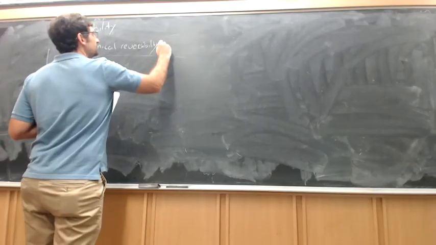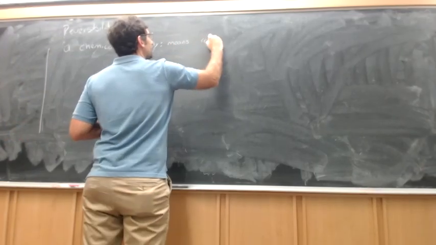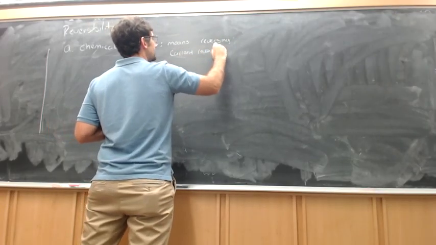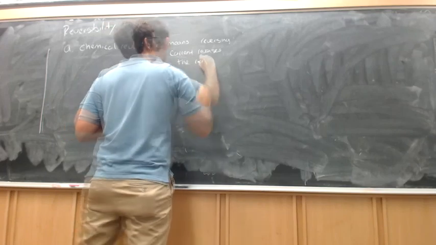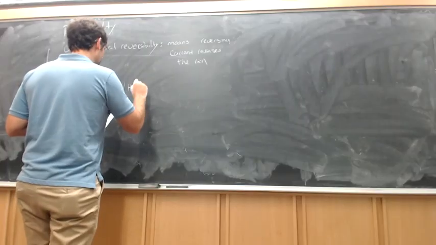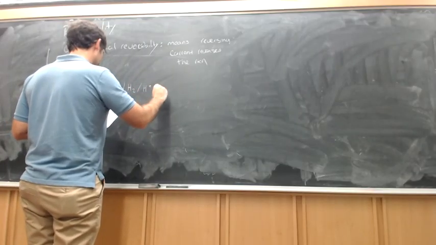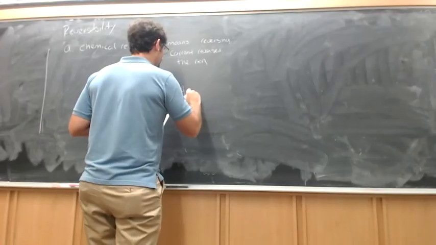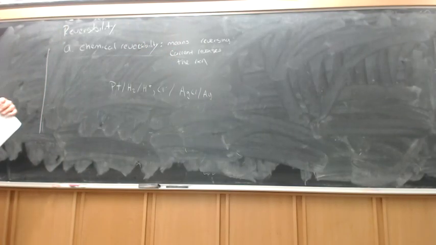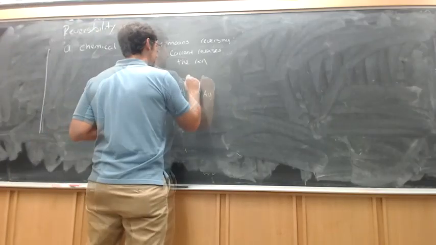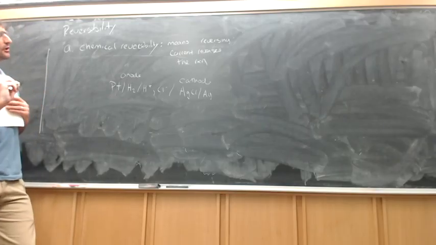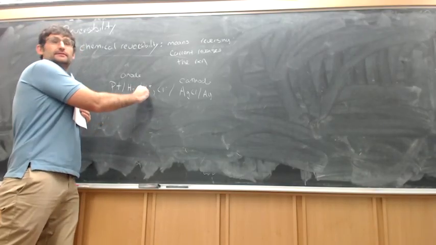Chemical reversibility means reversing current reverses the reaction. So here's an example from Bard. We have Pt in contact with H2, in contact with H plus, Cl minus, in contact with silver chloride, silver reference electrode. Which one's the anode and which one's the cathode? So this is the cathode, right? And this is the anode. So if I apply a current one way, I can make protons, right?